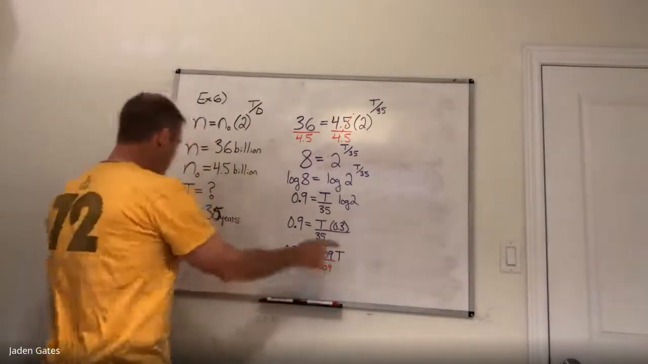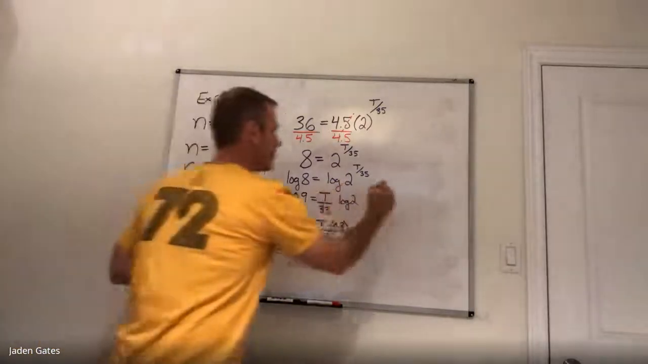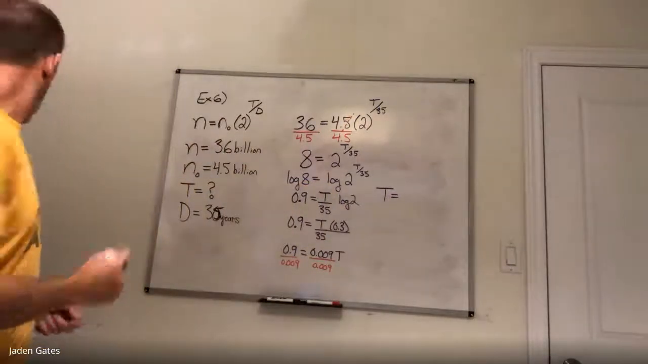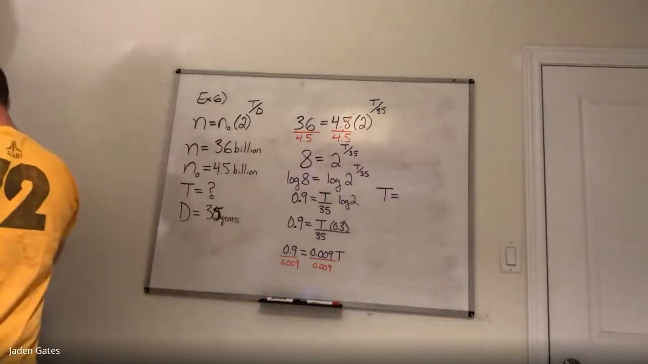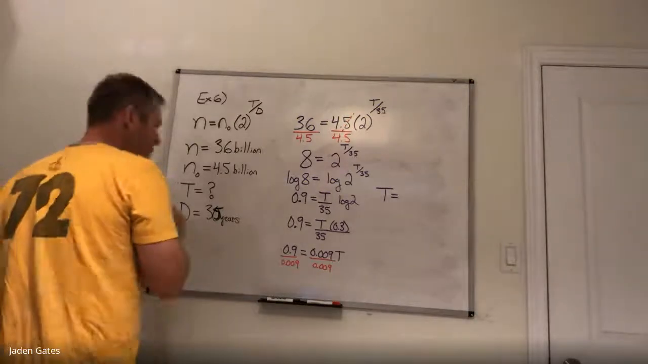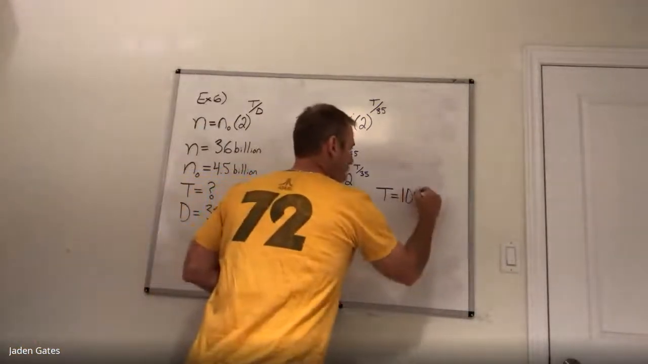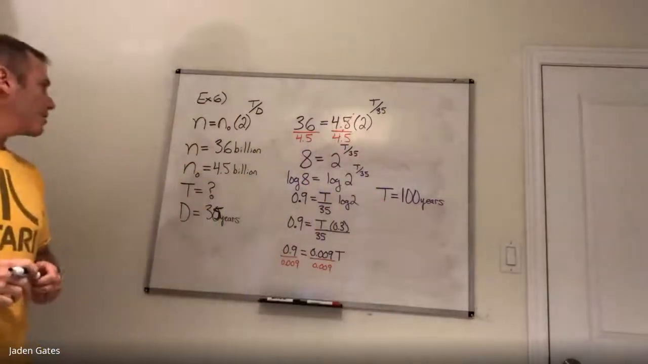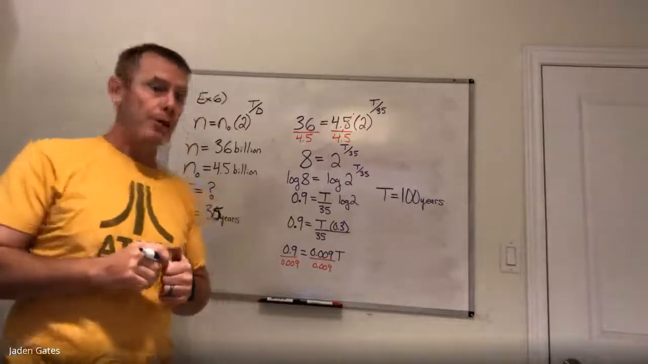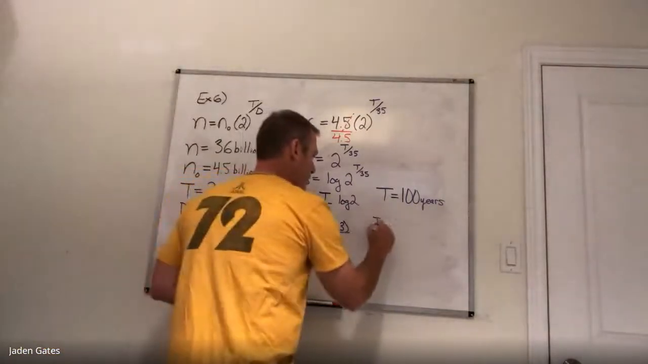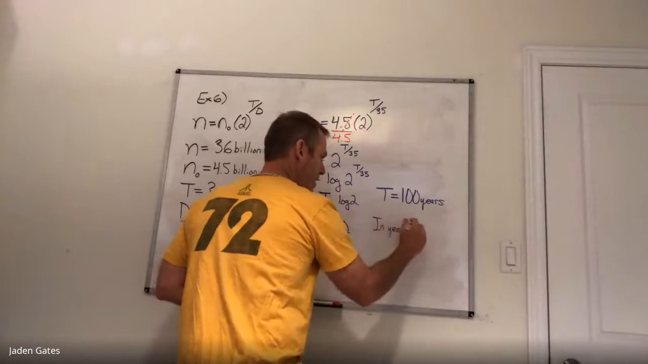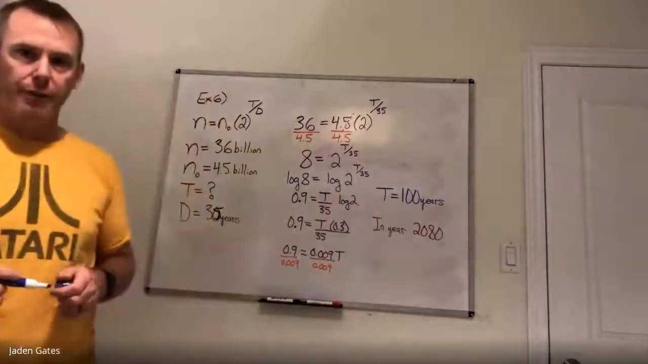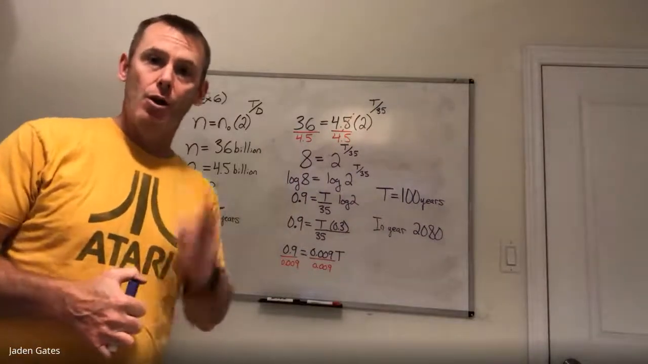And again, because my t and my d are going to be in the same units, let's see here. Do a little calculating. Actually getting right on 100 years later, our population could approach 36 billion, which means, because the starting point was 1980, in the year 2080, that's if the doubling time remained at 35 years, which it hasn't.